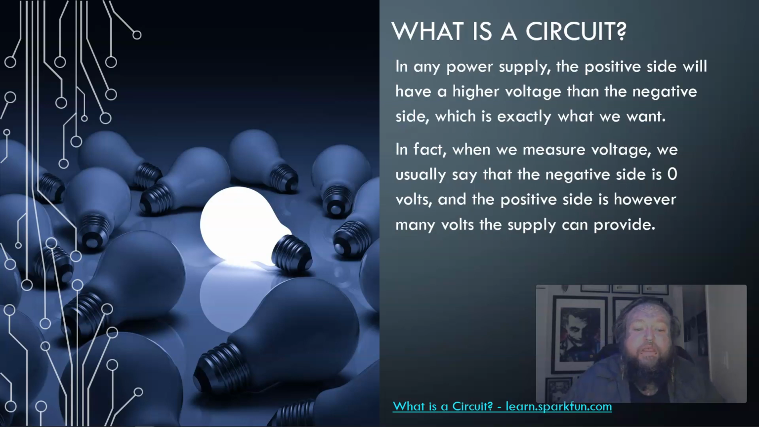In any power supply, the positive side will have a higher voltage than the negative side, which is exactly what we want. In fact, when we measure voltage, we can usually say the negative side is 0 volts, and the positive is however many volts you have stored within the battery. So a 1.5 volt battery, a 9 volt battery, or whatever other power source you're working with.